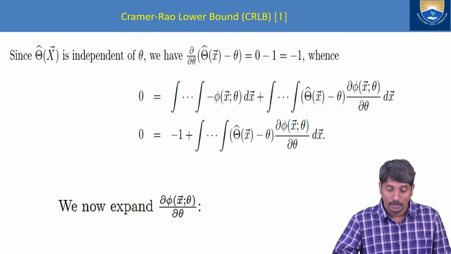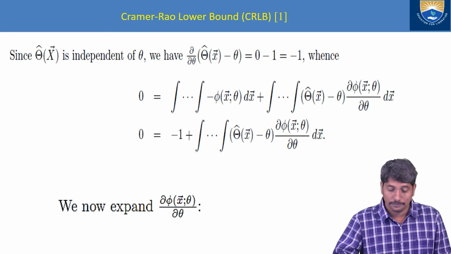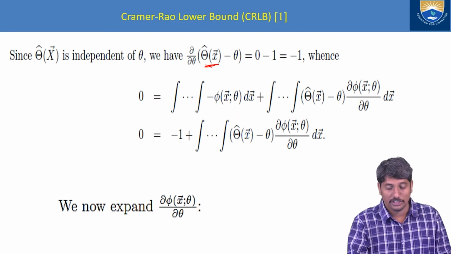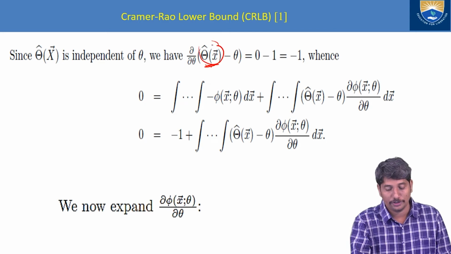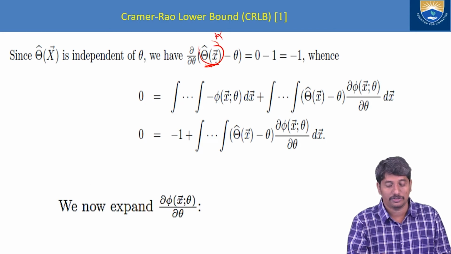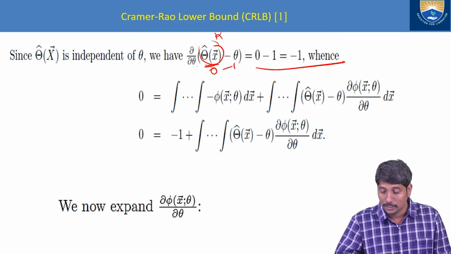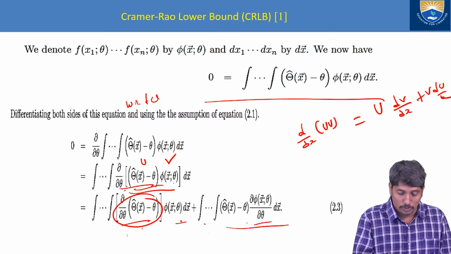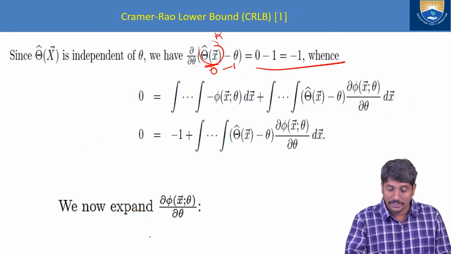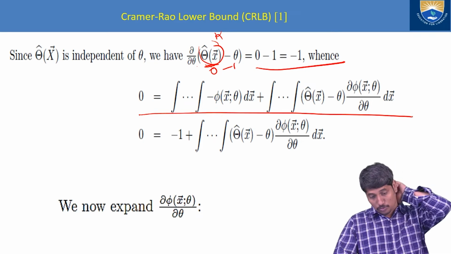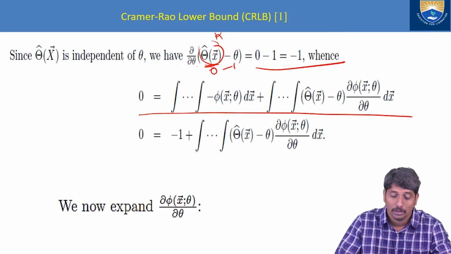Okay, now here we know that φ cap is independent of θ. So it is a constant. You can treat it as a constant with respect to θ, because it doesn't contain θ. It can be treated as a constant while differentiating with θ. So the derivative of a constant is 0, and the derivative of θ with respect to θ is 1. So automatically it becomes minus 1. Because it becomes minus 1, we will get that step.